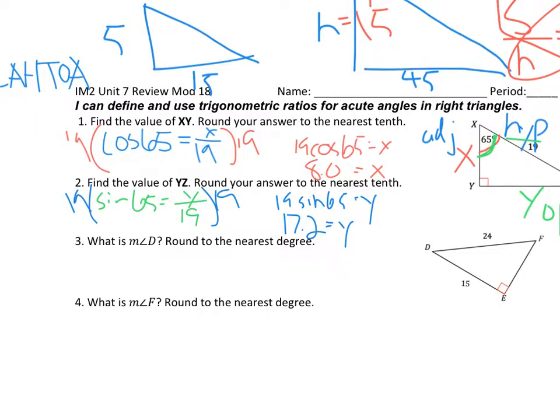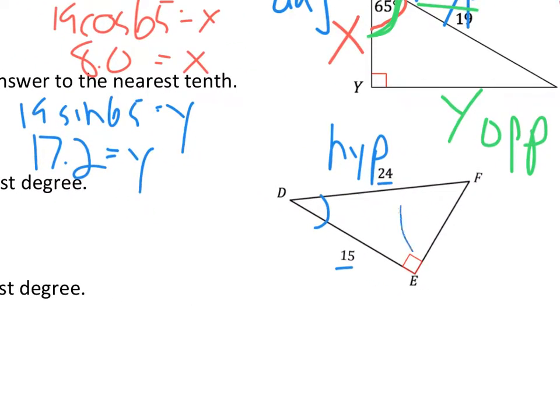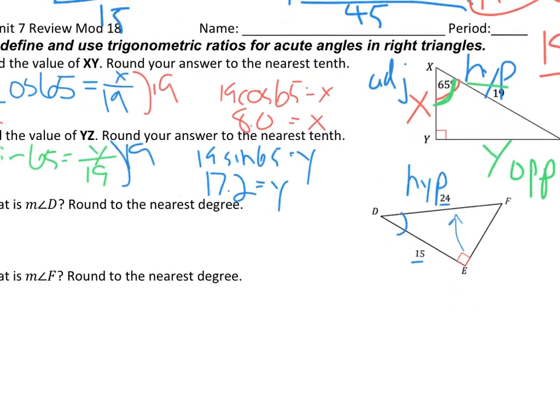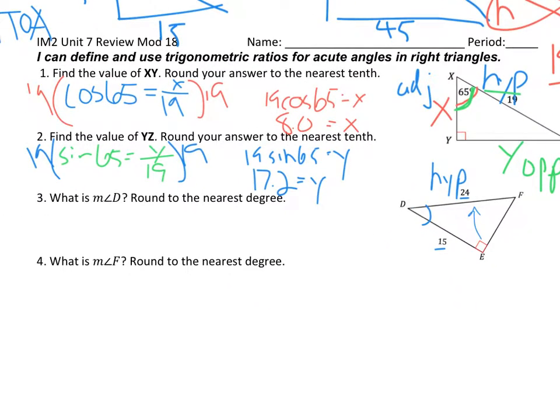All right, number 3 and 4, we're talking about our angles now. So first one, we want D. And they give us two sides. They give us 24 and 15. So that 24 is what? Is that the opposite, adjacent, or hypotenuse in relationship to D? It is our hypotenuse. How do we tell it's our hypotenuse? Yeah, it's across from your right angle. It's the one side that is not touching your right angle. Then with that, our 15 then becomes our what? It is our adjacent, because it's touching our angle.